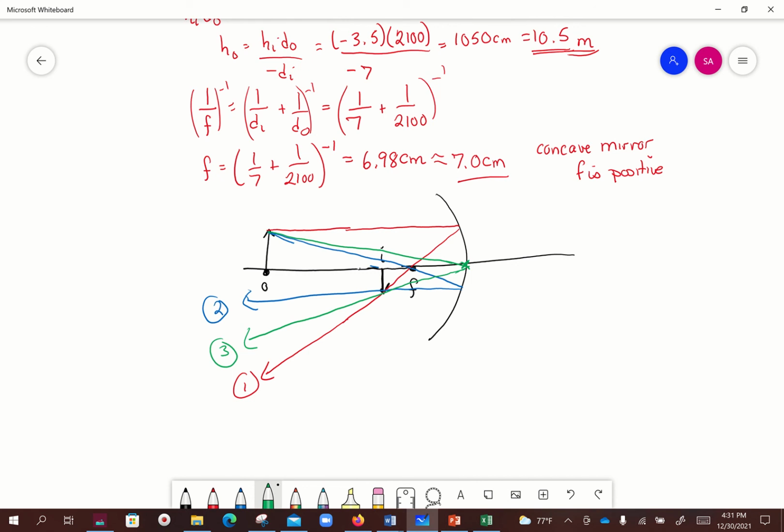So from my sketch, I can see that the image is inverted, it's upside down, it's smaller, the height of the image arrow is smaller than the height of the object arrow, and it's real because the light rays really go through it. It's on the side of the mirror that the light goes on. Remember, the light can't go on the back side of the mirror. Anything that's on the back side of the mirror is virtual.